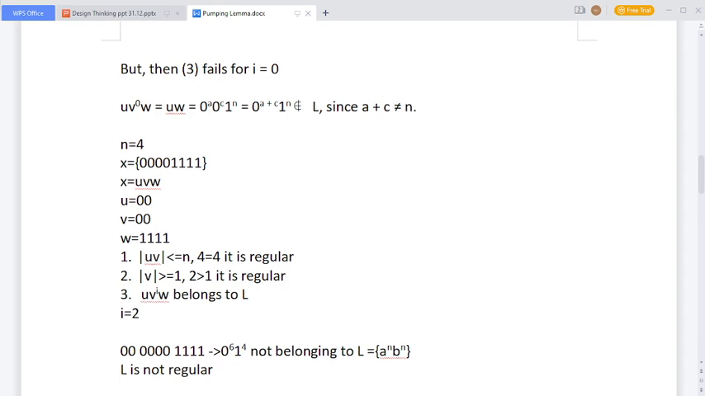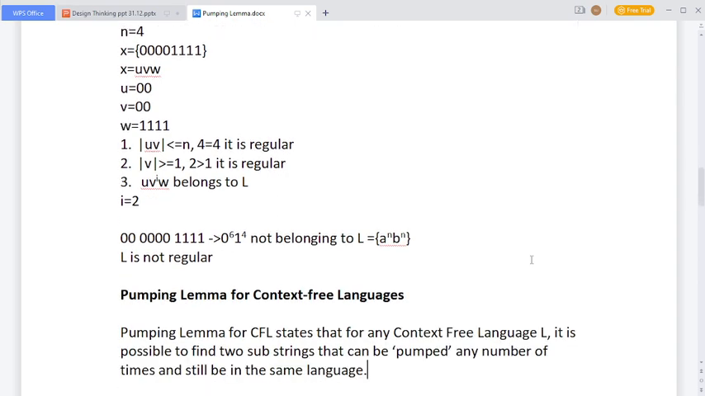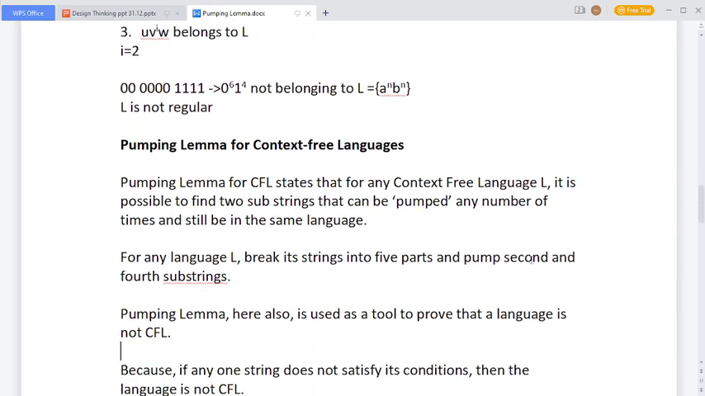So I can set L equal to a power n, b power n. It is not a regular language. By this way we can prove that a language is not regular by using the pumping lemma. Okay, understand?